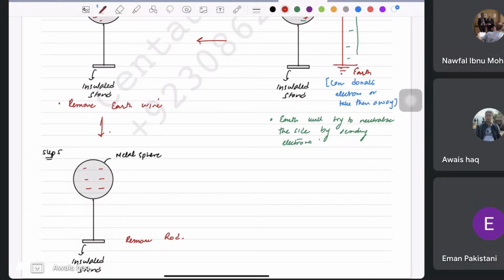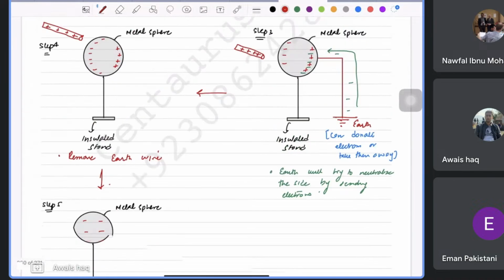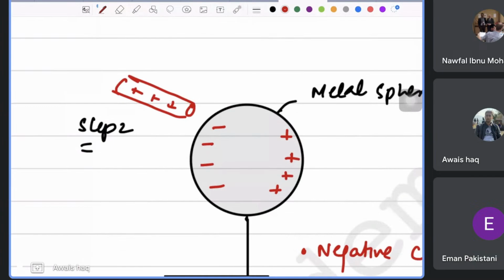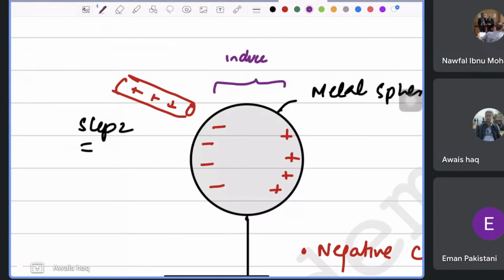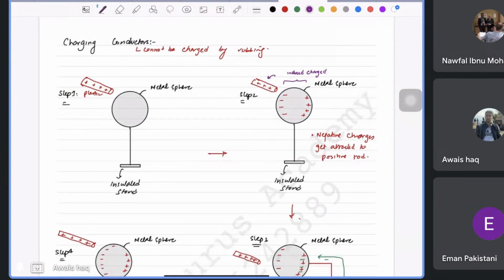Sir, what is induced? Induced means temporarily, like charges are split. Okay. So I'm going to show you. In this section it is induced charge. Induced charge means that this rod is making electrons and protons get separated. That's how the charge is induced in it. Is it clear?